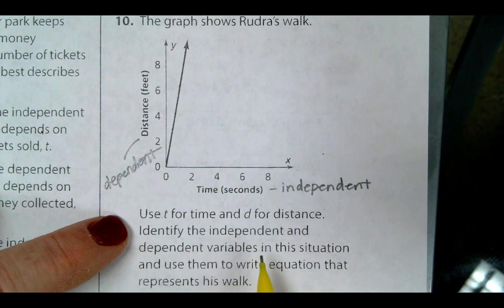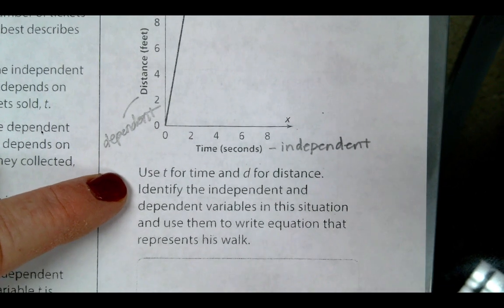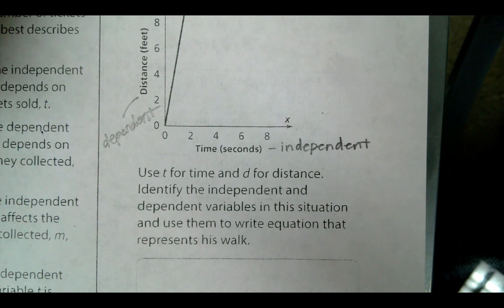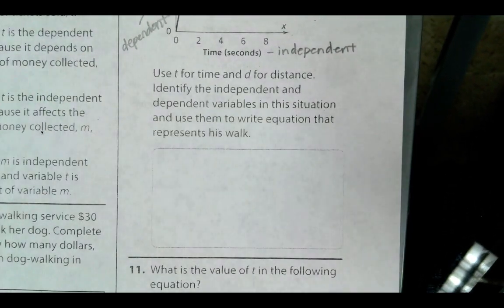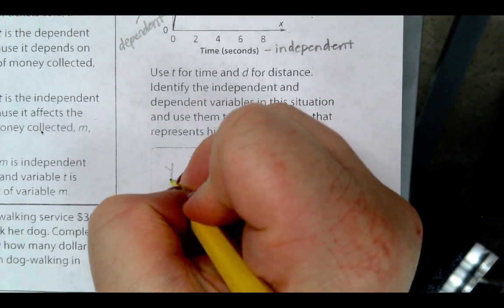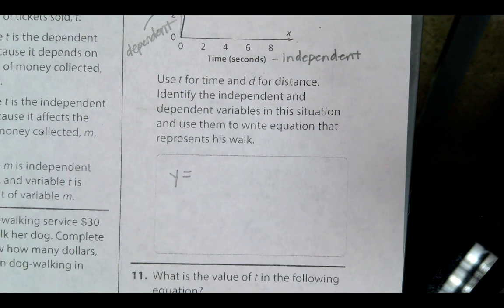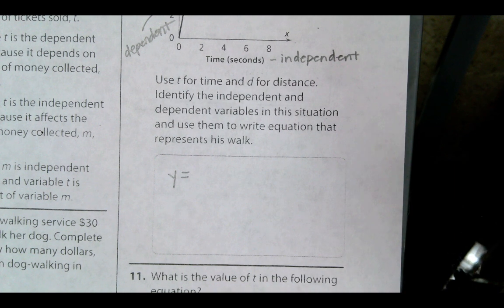Okay. So now you need to write an equation to represent his walk. Remember on my notes on function tables, I say what? Y equals. Always start with your dependent variable. Y equals. And then don't you use X next?